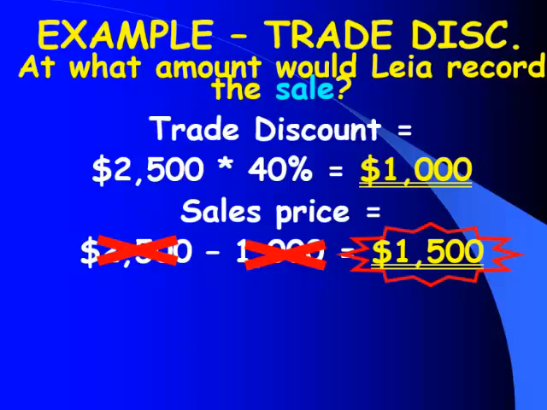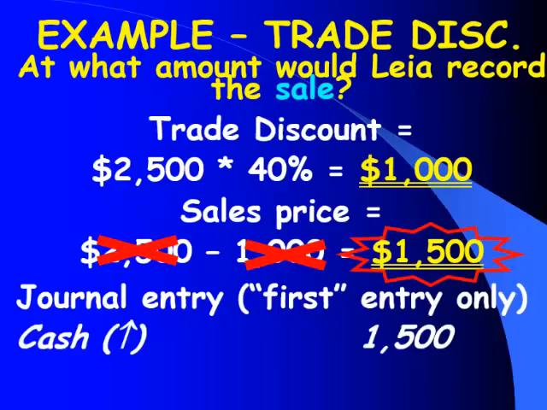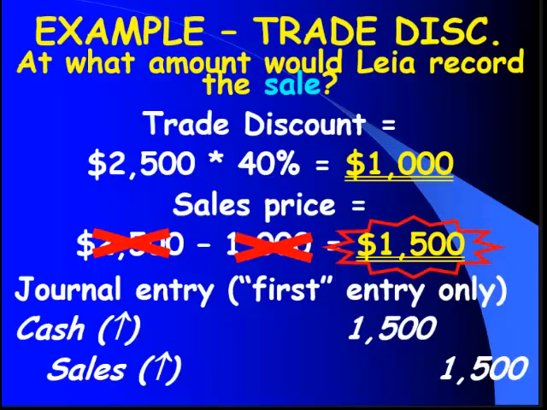So let's make the entry to record the sale. It's a cash sale. What do I have more of? Cash. An asset goes up with a debit. What else do I have more of? Sales. Revenue goes up with a credit. And of course we would still make the second entry, debiting cost of goods sold and crediting merchandise inventory. Do you see that $2,500 in the journal entry anywhere? Do you see the $1,000 in the journal entry anywhere? No. Please don't try to put them in there. It will not work. Bad things happen.